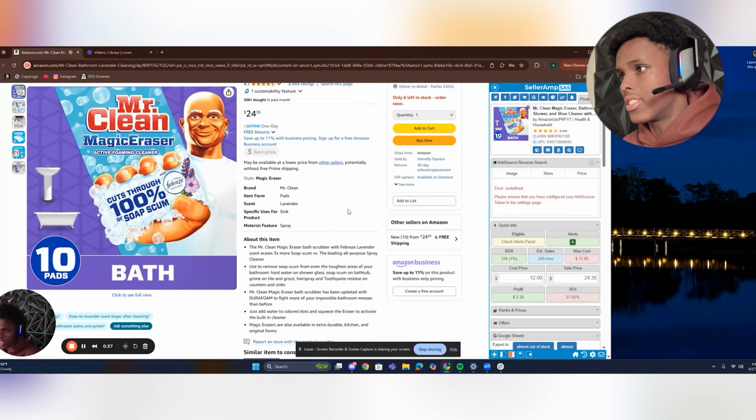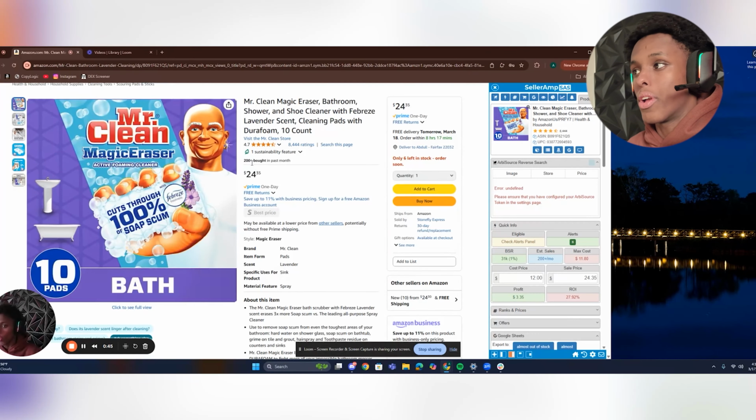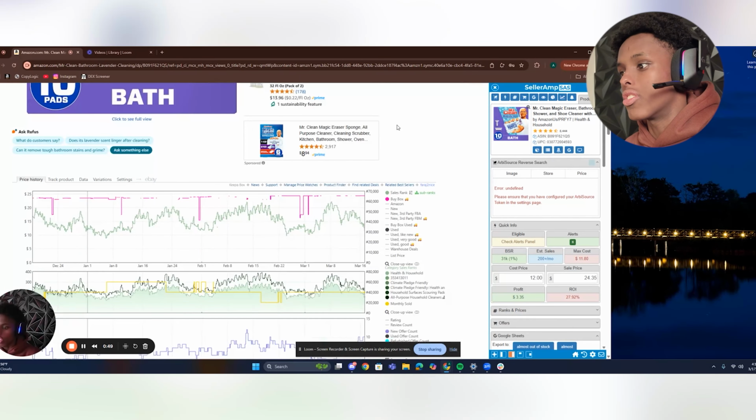Next thing is, does it sell? We're gonna look at our sales badge over here, 200 plus bought per month. That is Amazon verifying that this product sells. Next thing we're gonna look at, okay, we have 200 plus sales, probably like 250 or something like that. How many sellers are on this listing, right?